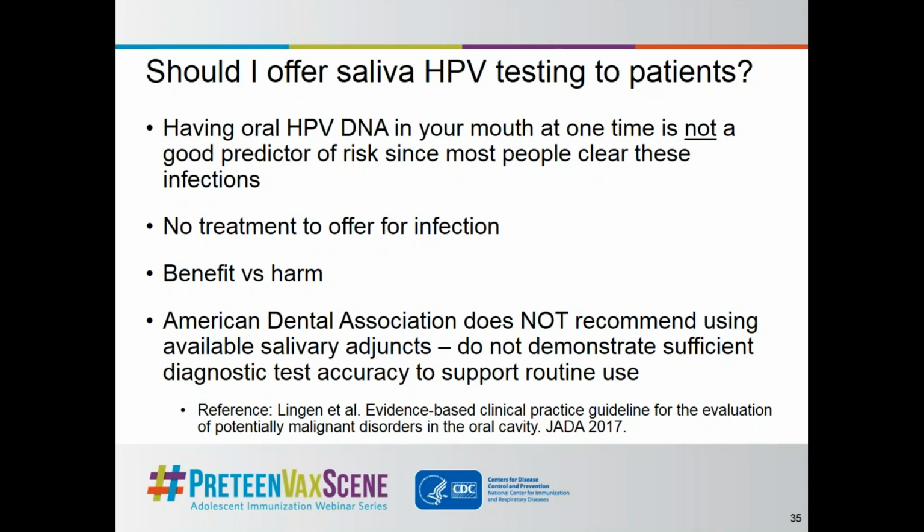In addition, I think we have to think about the benefit versus harm of testing someone for this infection. There might be psychological harm of thinking that someone's at increased risk for a future cancer, although we have no way of quantifying what that precise risk is. Some people may go on to seek an intervention and find a provider to do that intervention. And every intervention that we as providers give has downsides. And so it's important to consider the potential harm and the lack of benefit when testing someone for oral HPV DNA. So because of all these lines of evidence and considerations, the American Dental Association, along with the American Head and Neck Society, do not recommend any salivary adjuncts to test for oral HPV DNA.